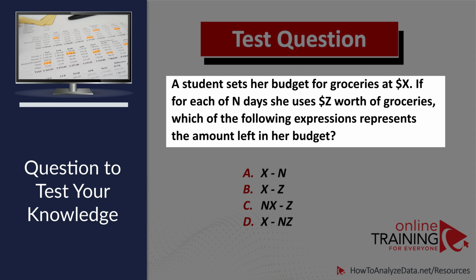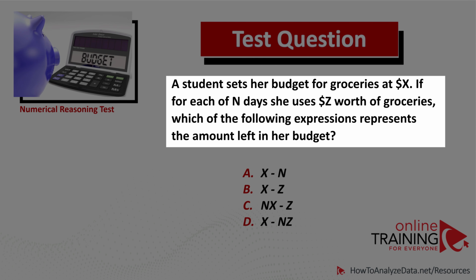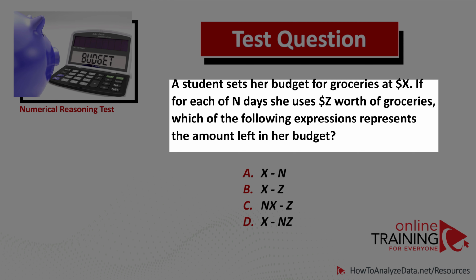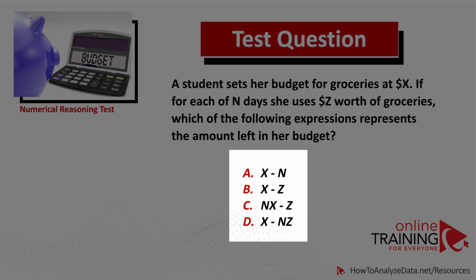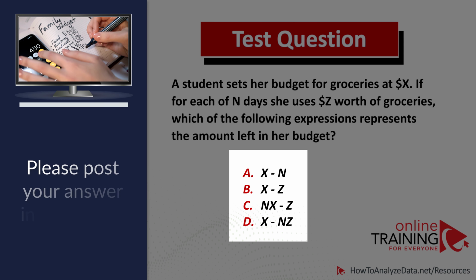If for each of the n days she uses Z worth of groceries, which of the following expressions represents the amount left in the budget? Choice A, X minus N. Choice B, X minus Z. Choice C, NX minus Z. And choice D, X minus NZ.